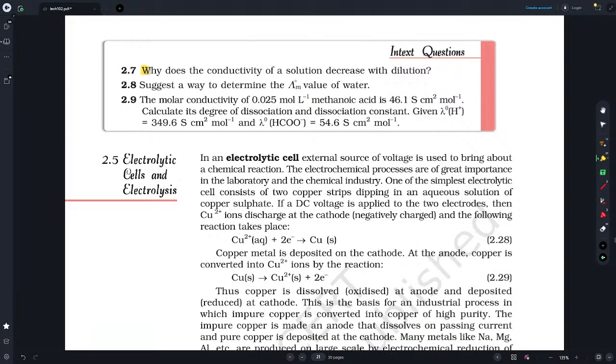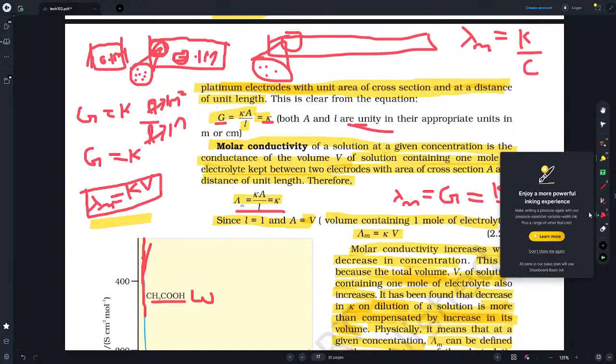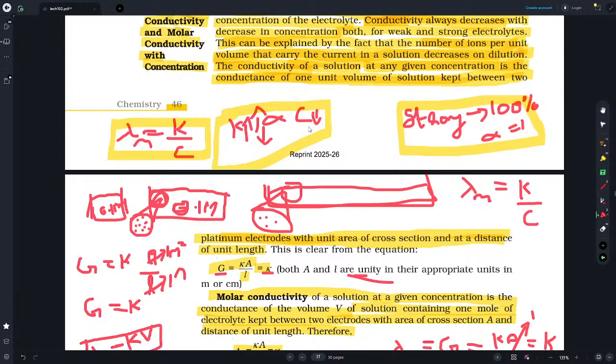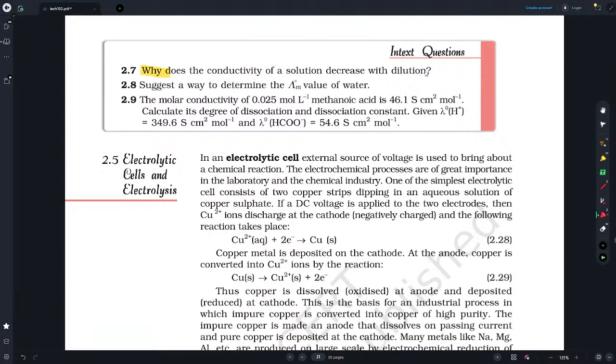Now, the in-text question: why does the conductivity of a solution decrease with dilution? As I showed, if there is a solution of 1 molar containing an electrolyte, this is a unit of solution. There are many electrolytes here, but as we increase the dilution, this is a tank and there is so much dilution, and if we take a sample, only this many molecules will be there. With fewer electrolytes, there is less conductivity. Conductivity is directly proportional to concentration. As we increase the dilution, the number of electrolytes per unit volume will decrease and the conductivity will also decrease.